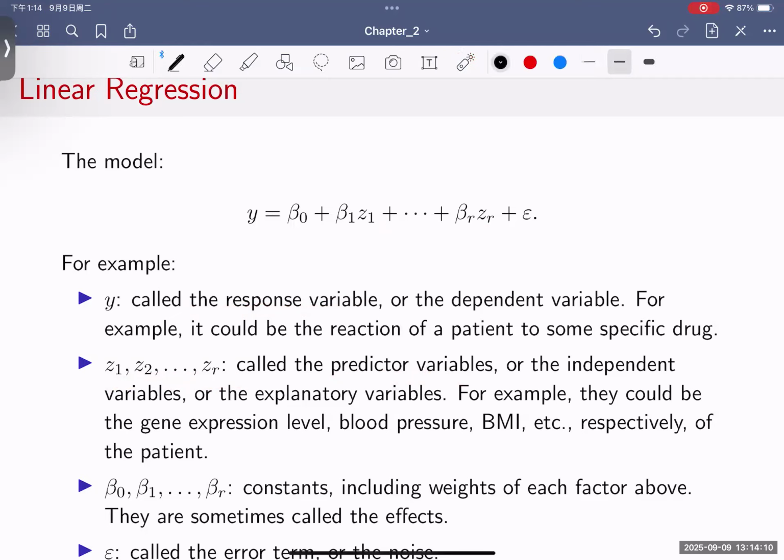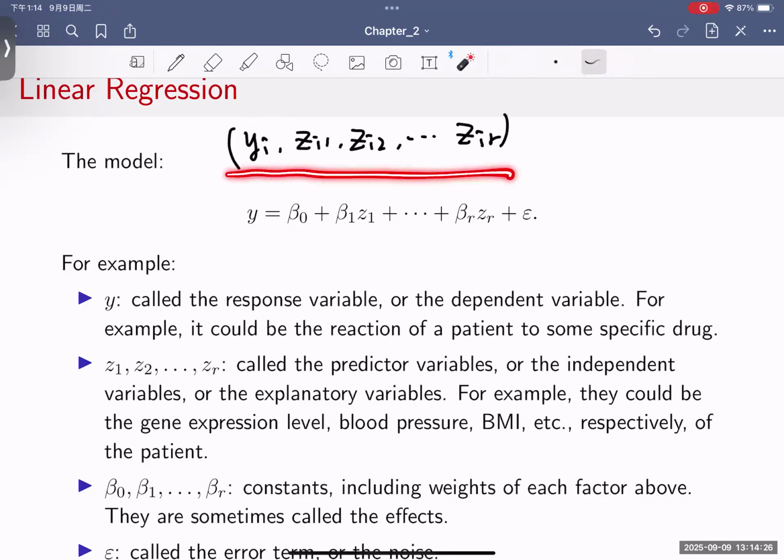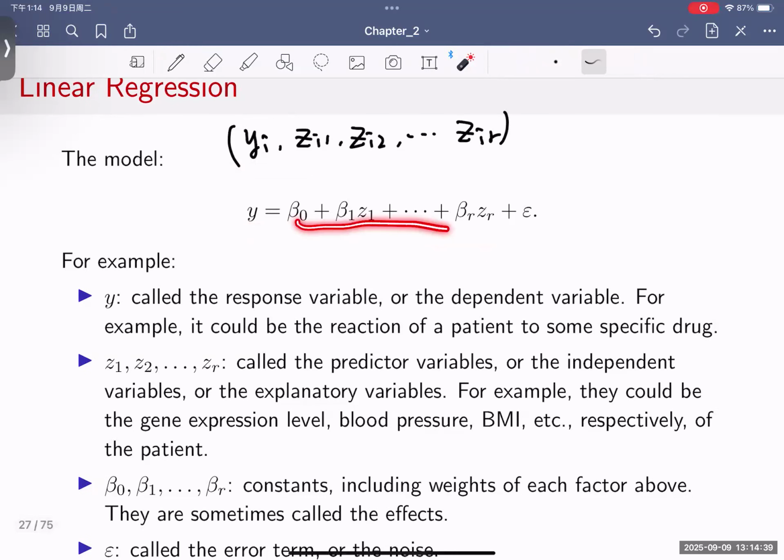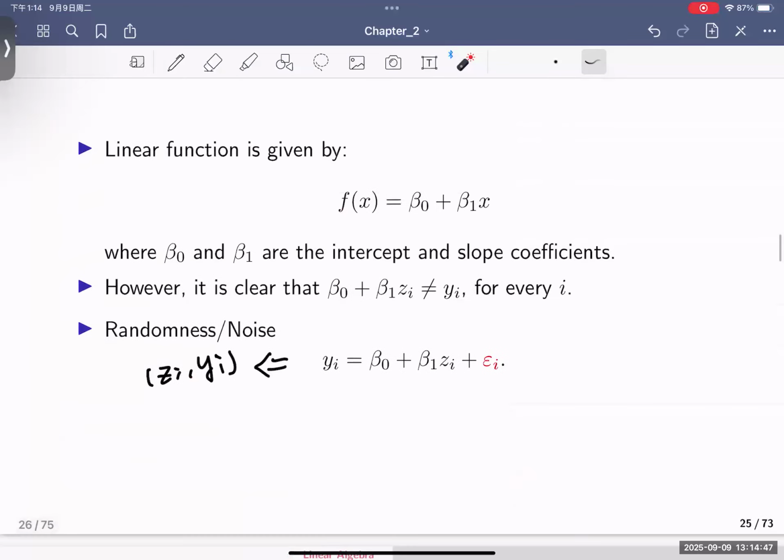It's still one dimension, and we also call it the target. So a single data point looks like yi, zi1, zi2, until zir. This is what our data looks like, and we have this model. We assume that they have a linear relation: y is equal to this linear combination of zi1 to zir, and adds a noise term. It's pretty straightforward compared with our previous part.